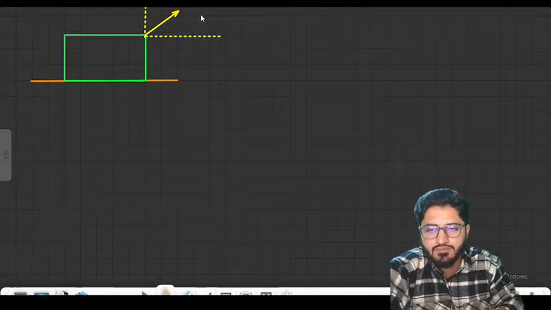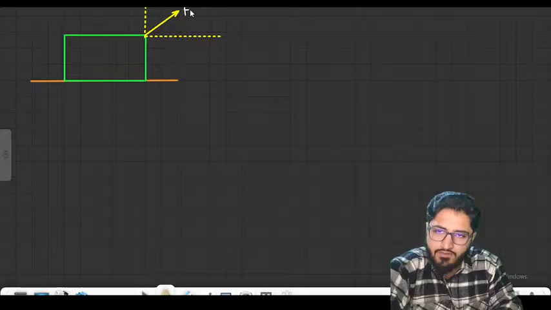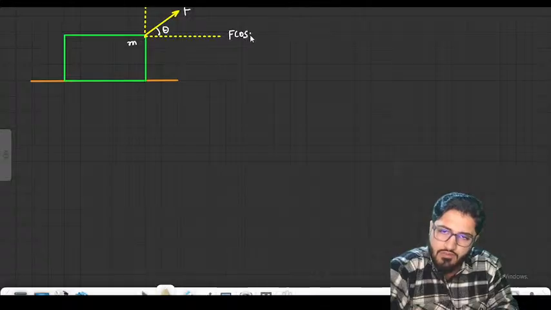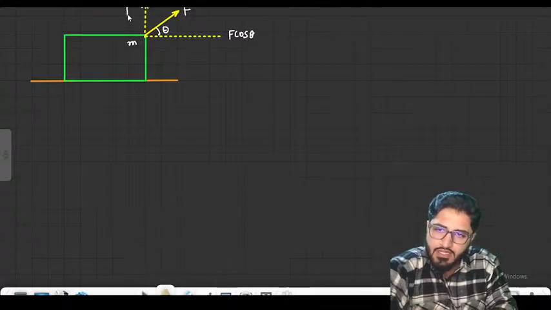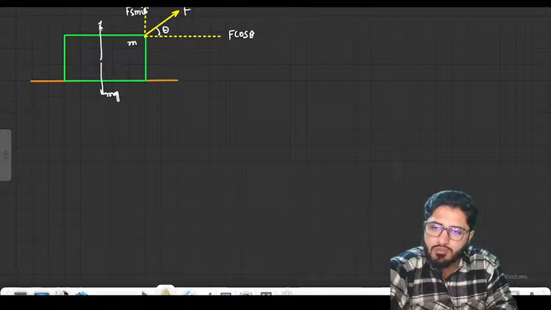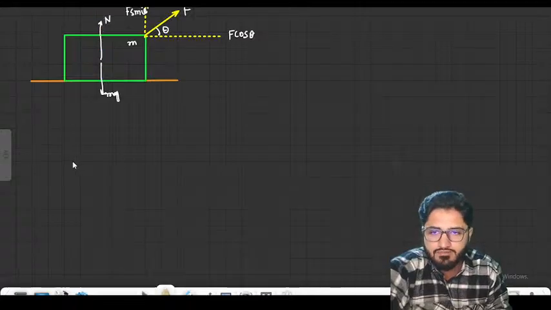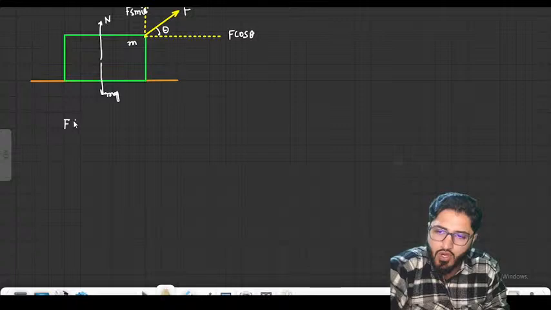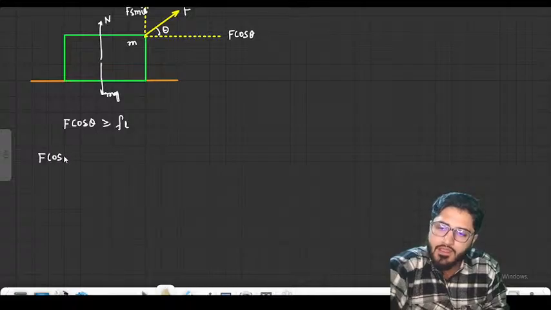Look here, you are applying the force F, mass is m, angle is theta. So this is F cos theta, then this one is F sin theta, this one is mg, and this could be my N. Now, if you want to just move it, F cos theta should be more than or equal to FL, or F cos theta should be equal to FL.